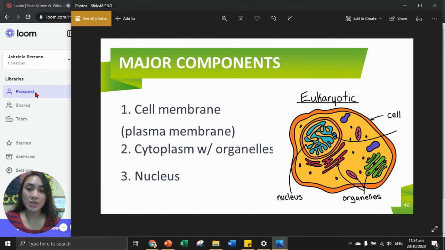We have three major components of a eukaryotic cell. We have the cell membrane, the one that encloses the eukaryotic cell, the plasma membrane. We have the cytoplasm, the one that's inside, which houses all the organelles. And of course, we have the nucleus.